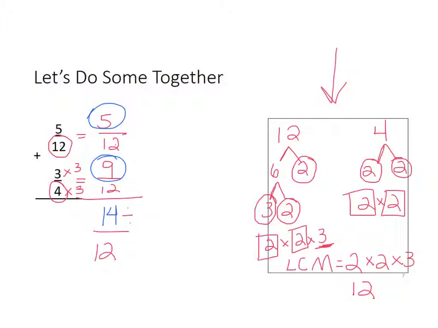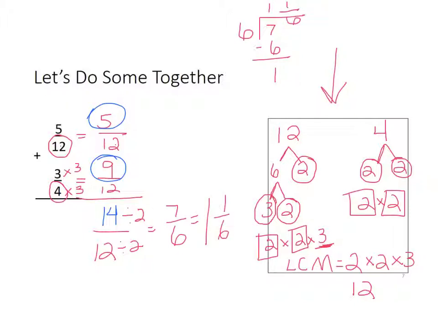Now in this case we can reduce by 2. That's going to give us 7/6, and 7/6 is improper. The numerator is bigger than the denominator. So what we need to do is, I'm going to work up here at the top where I have a little bit more room. We're going to take 7 divided by 6, or the numerator divided by the denominator. 6 goes into 7 one time, and we are left with a remainder of 1/6. So 7/6 is equal to 1 and 1/6. So this is our final answer.